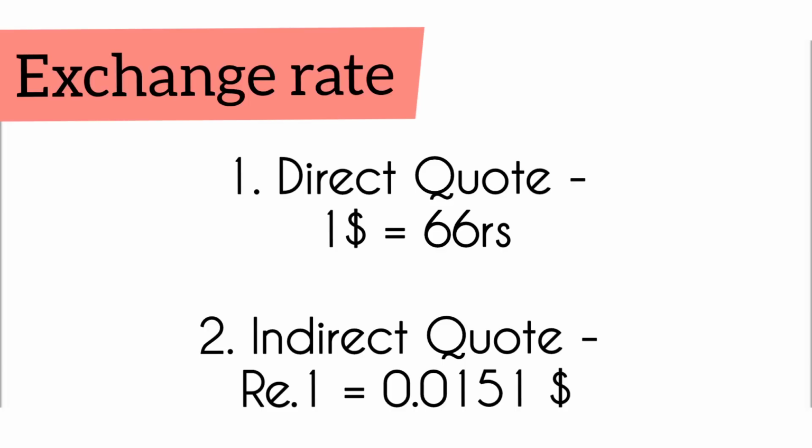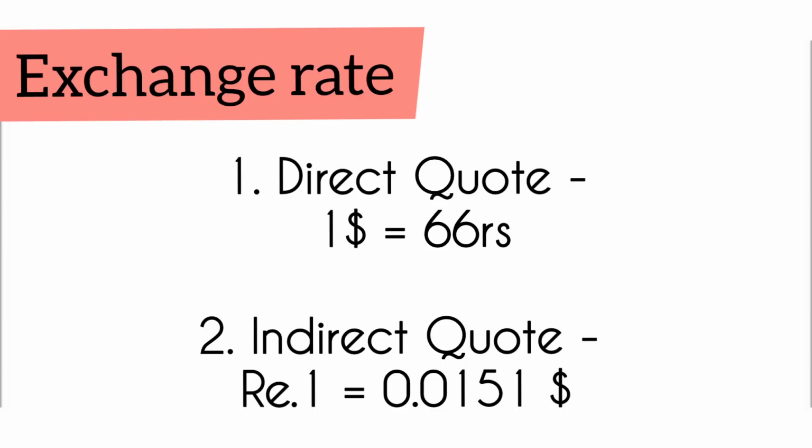Then if you express it like that, in such case it will be known as a direct quote. Example, you will need 66 rupees to buy 1 US dollar. So this is direct quote. Whereas indirect quote is the opposite. Here you have to say, to buy one local currency, how much foreign currency they have to pay.